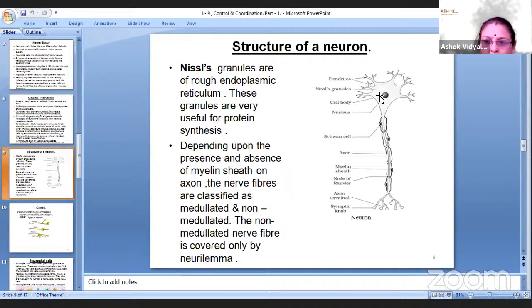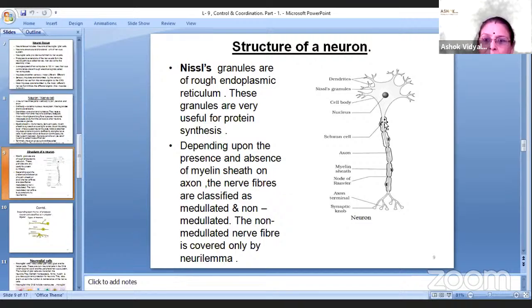This cell body gives out two different types of processes. The short ones are known as the dendrites, and the one which is single and elongated is known as the axon. The axon is covered by a myelin sheath, a membrane produced by the Schwann cell.